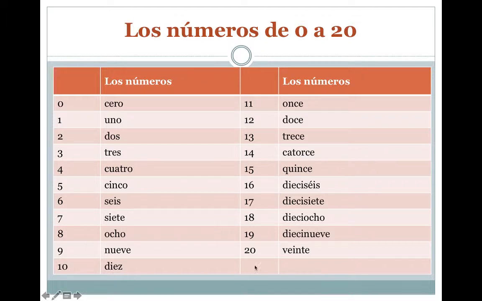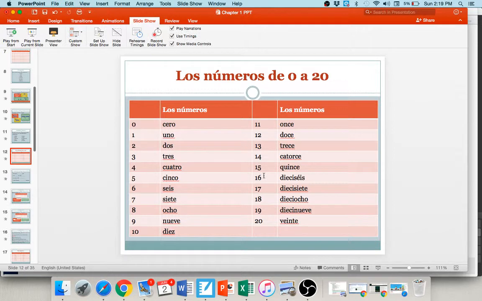Okay, you also have 11 through 20. So 11 is not uno, uno, unfortunately. It is once. 12 is doce. 13, trece. 14, catorce. 15, quince. 16 through 19 are fun. So I always like to help students out with this one.